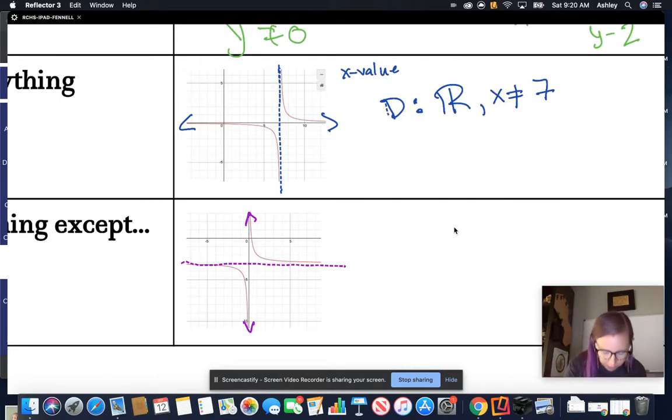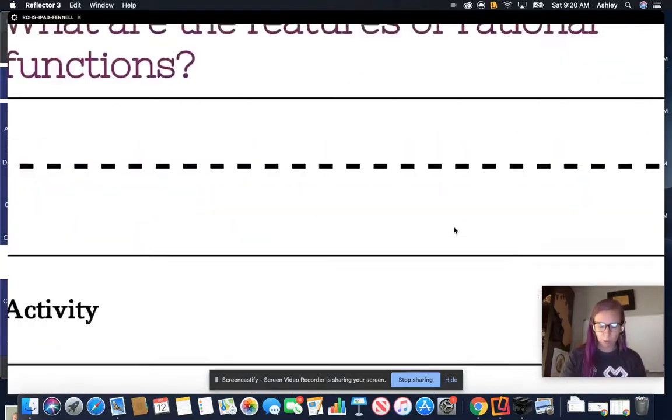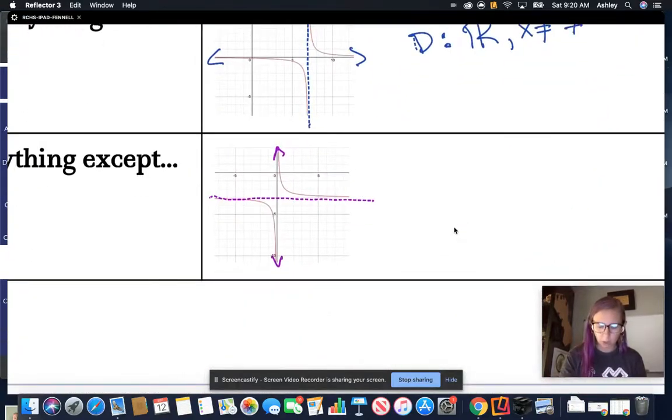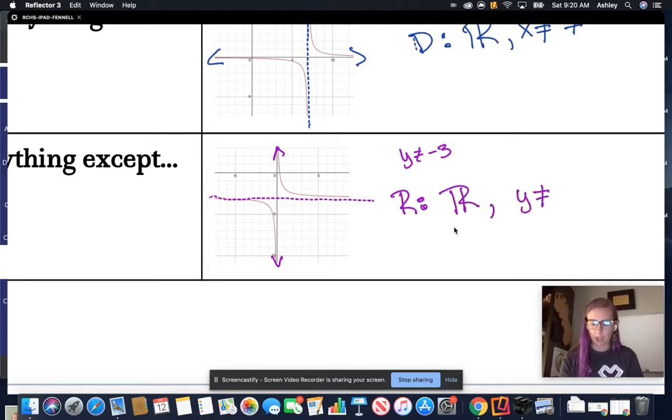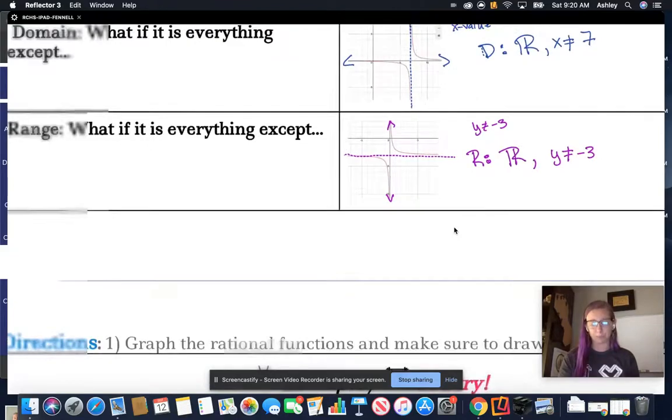All right, so this looks like -3. Okay, so we have y. y is not allowed to equal -3 here. So our range is going to be all real numbers except y cannot equal -3, because that's going to break the function and give me an undefined value.